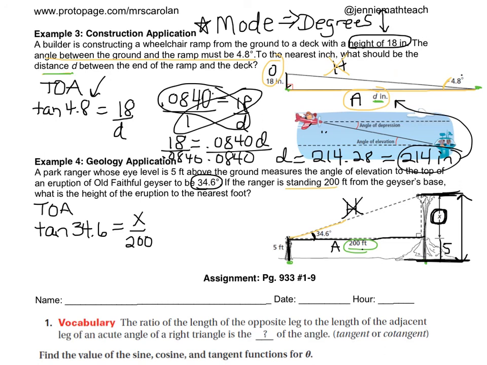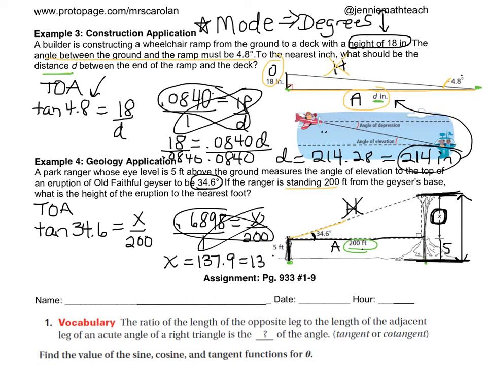So that's going to be 0.6898, or 0.6899. We'll set it equal to x over 200, put a 1 under it, and cross multiply. We get 1x, or just x, equals 200 times 0.6898. That's 137.9. We'll round that up to 138, and that tells us how far it is for this part of the triangle, 138. So all we need to do is add on 5, and we'll get about 143 feet tall for the height of Old Faithful.